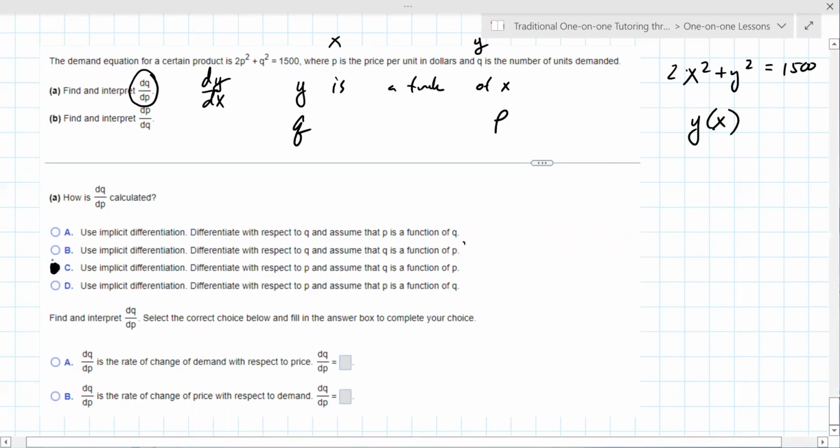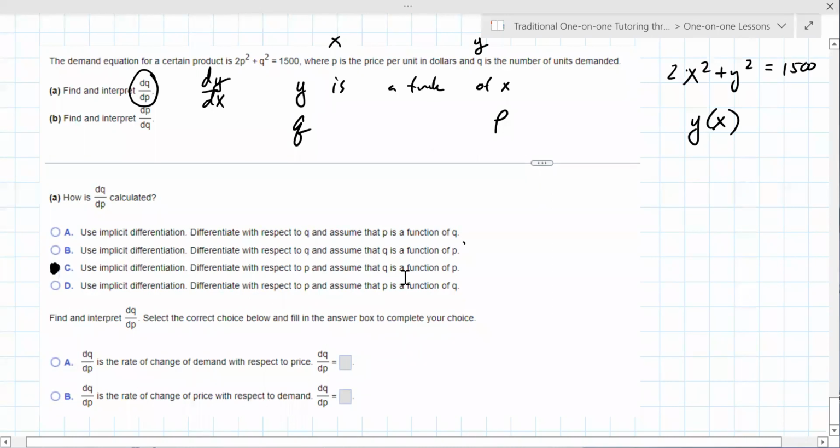Okay, this one is correct because we are differentiating with respect to p. The variable on the bottom is the "with respect to," so it's either c or d. And we're assuming that q is a function of p. Yeah, that's right. Okay, wow, that's really horrible. Yeah, that's what we got here.